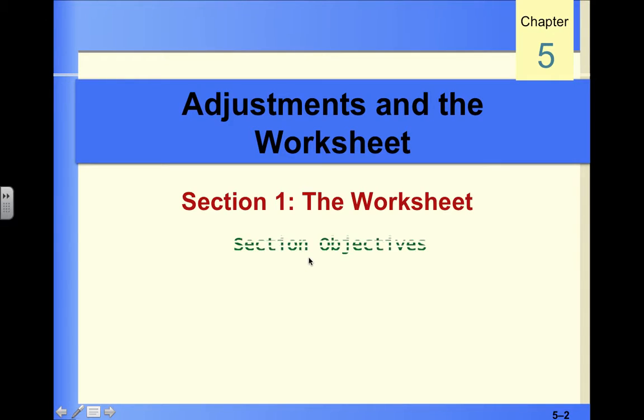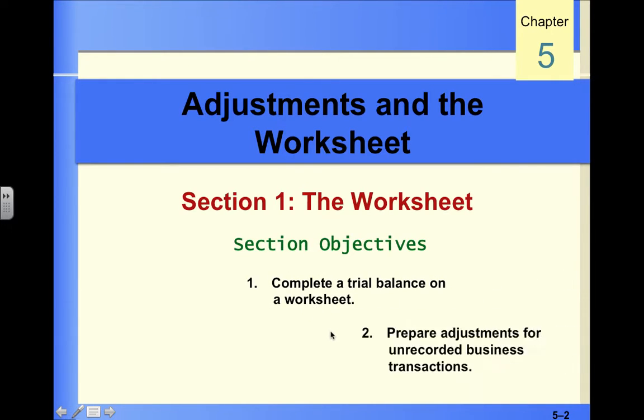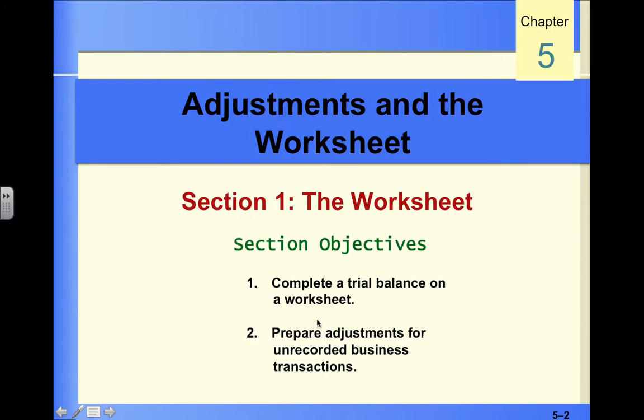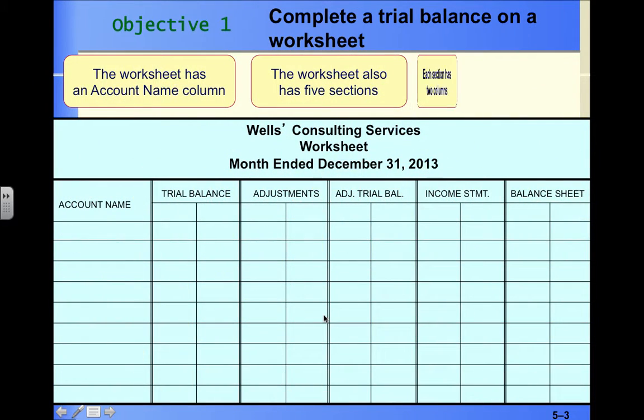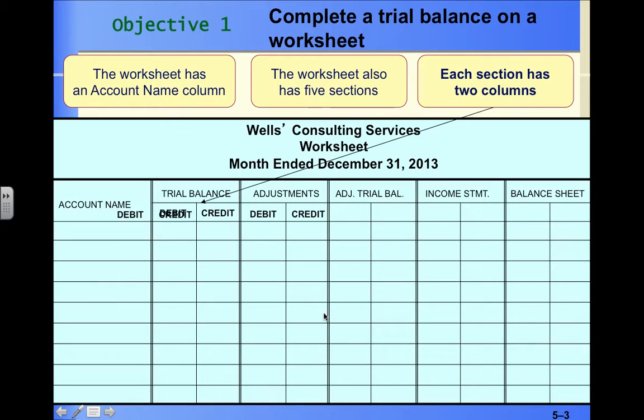In order to do a worksheet, you have to complete the trial balance of the worksheet first, and you have to prepare the adjustments. So here I'm going to show you an example of a worksheet. Trial balance comes first, then come your adjustments, then your adjusted trial balance, income statement, balance sheet.